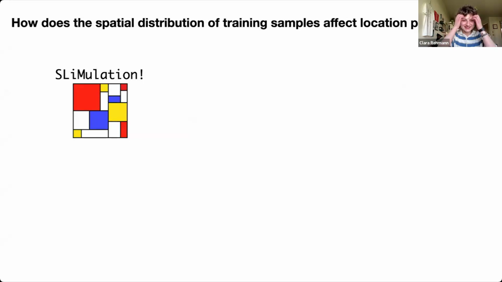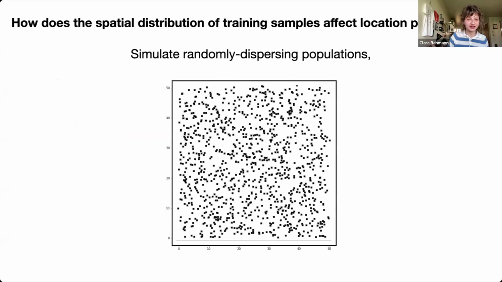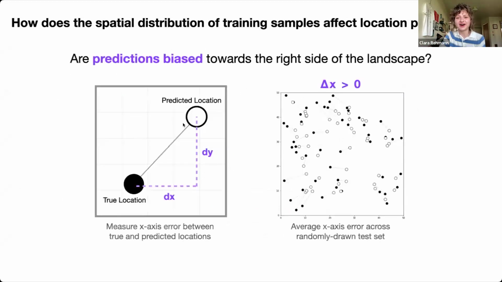So again, I used SLiM, this time again simulating randomly dispersing populations, so that variation is smooth across the landscape and all errors should be about equal. From these simulations, I made artificially biased training sets, sampled more densely from the right half of the landscape. And then after training Locator with these data sets, I used them to predict on a uniformly sampled test data set, not training set, sorry. In doing this, I asked whether predictions were going to be biased towards the right half of the landscape, where sampling was denser.